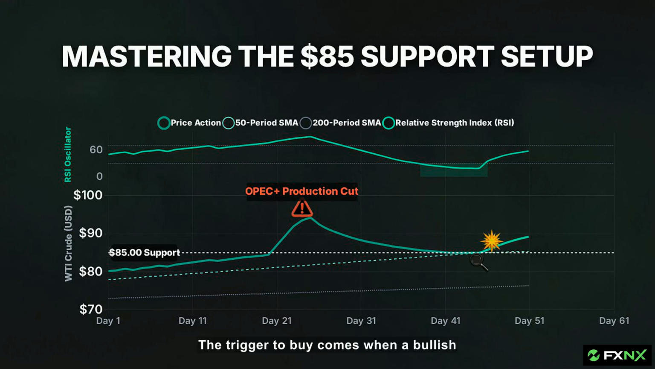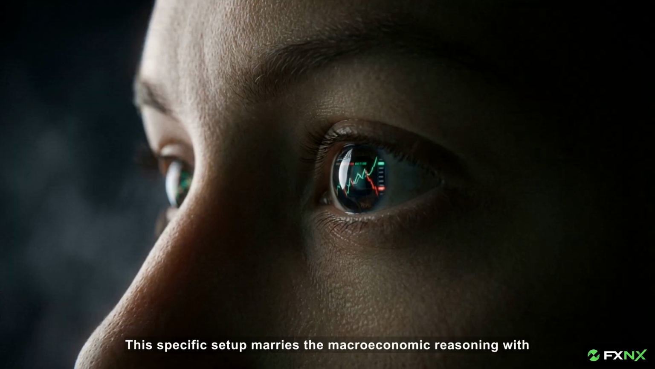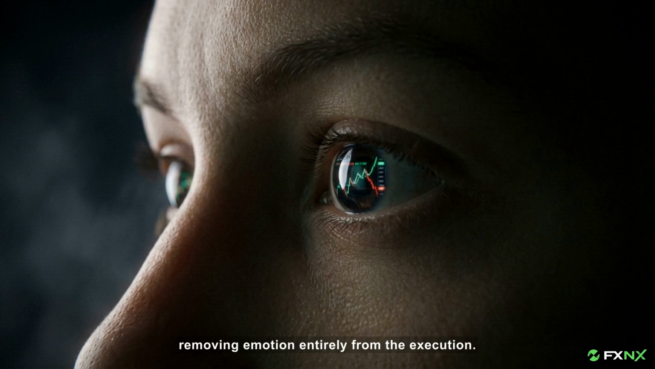The trigger to buy comes when a bullish candlestick pattern forms at that exact level, confirmed by the RSI. The Relative Strength Index is a momentum oscillator that tells us when an asset is oversold and due for a bounce. This specific setup marries the macroeconomic reasoning with mathematical timing, removing emotion entirely from the execution.